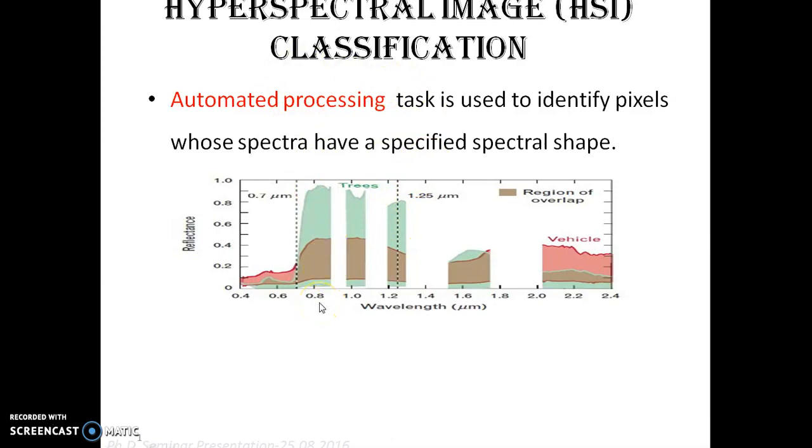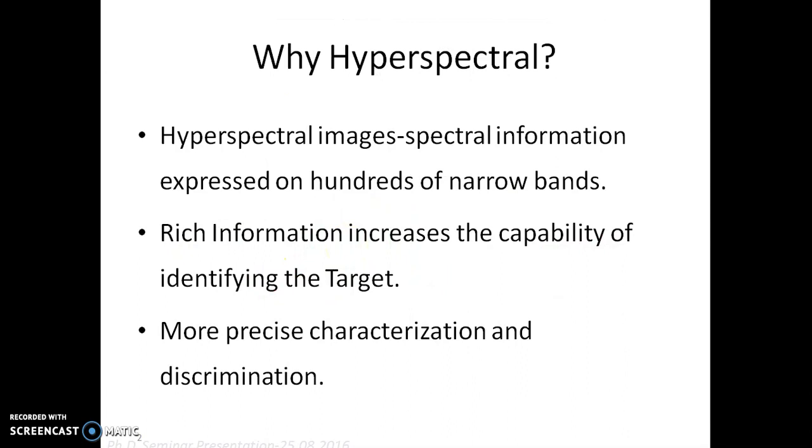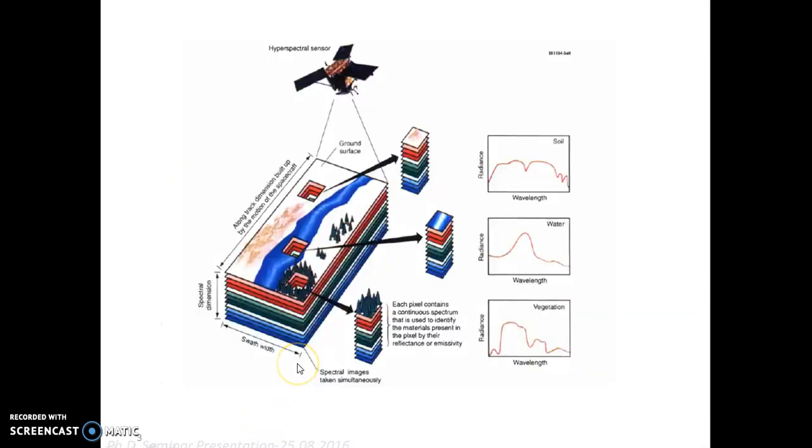Within the 0.8 to 0.8 range, you will have the variations, so that it is able to give you very clear identifications. These are some of the advantages of hyperspectral images. It gives you very rich information and increases the capability of identifying the target, and more precise characterization and determination is possible. This is the way we acquire the information on hyperspectral images.